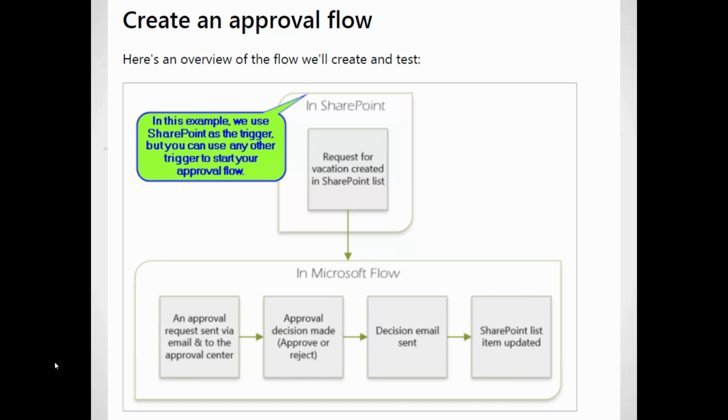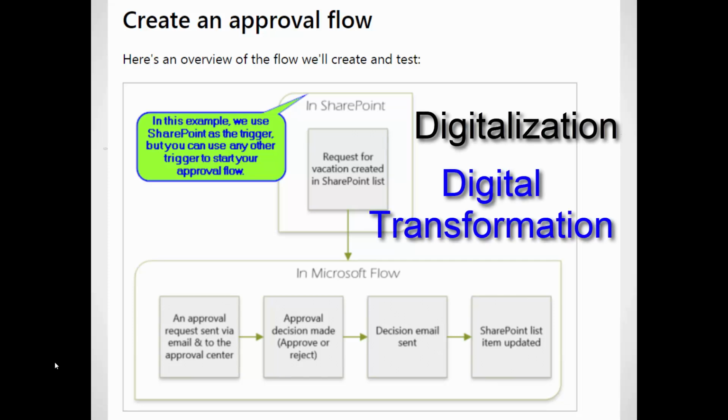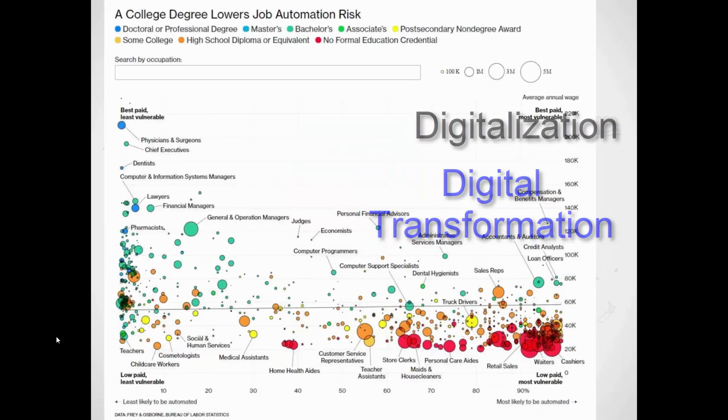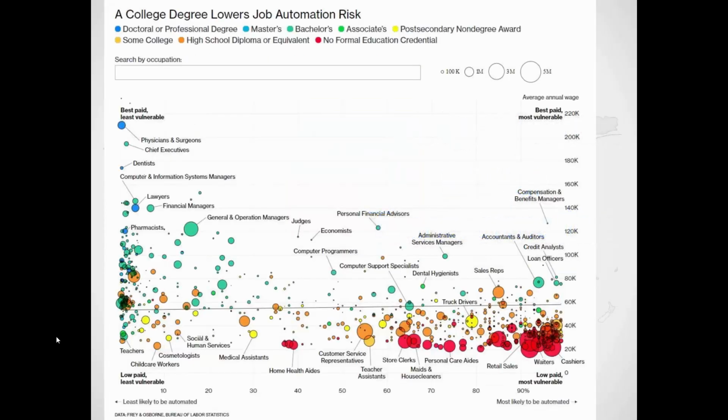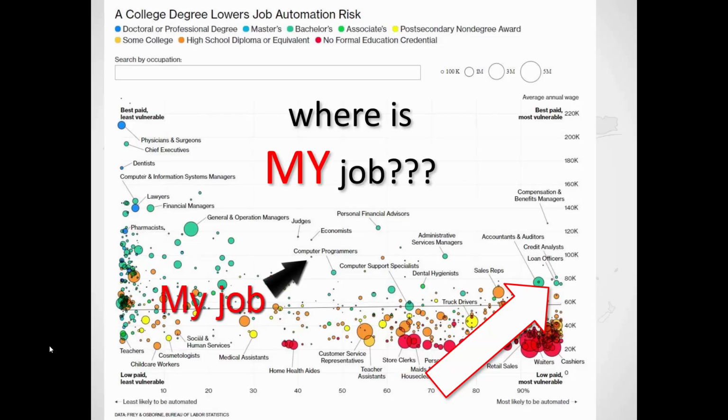And in fact, automation is sometimes described as digitalization or digital transformation, sometimes involving bots. Digitalization of workflows is why some jobs like loan manager actually have a very high risk of being automated, because it's very easy to conceptually describe exactly what their workflow is. When people look at pictures like this, there really is only one question on their minds. Where is my job in this picture?